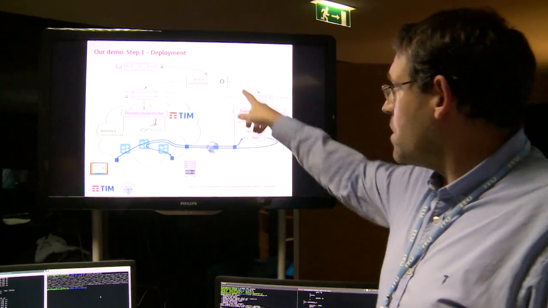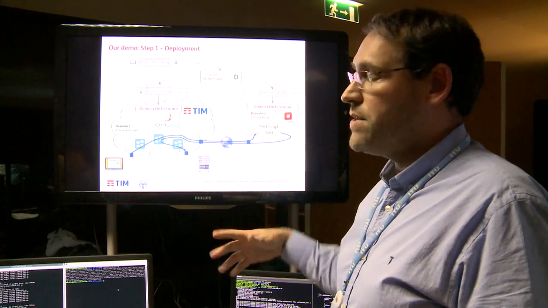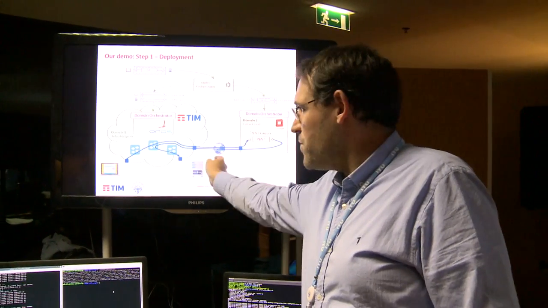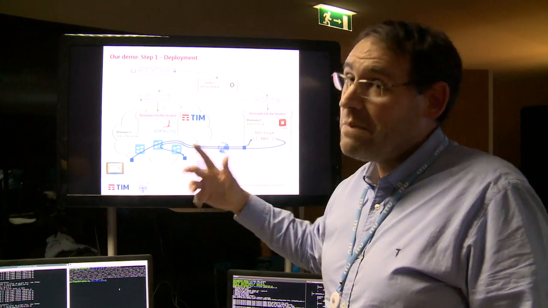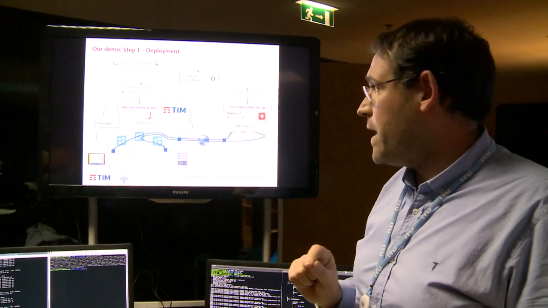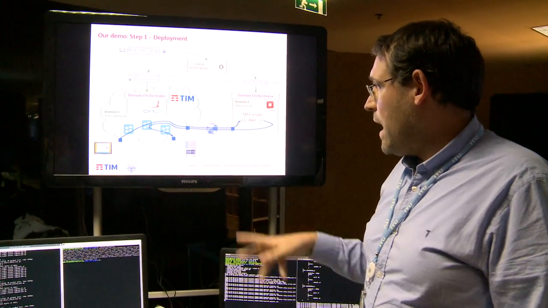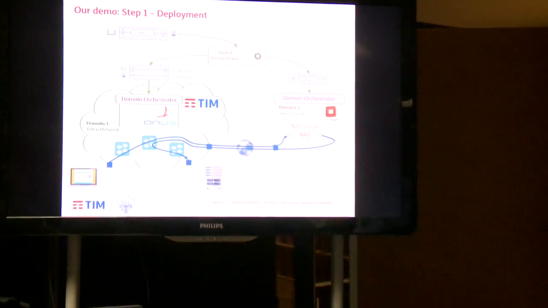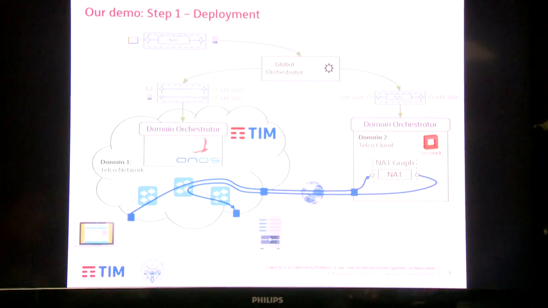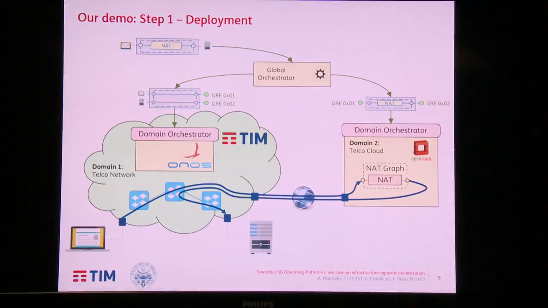And in the first case, the SDN domain here doesn't advertise that it has the capability to run a NAT. So the global orchestrator will check and say, okay, I need to connect those two users that are in this domain, but I need to set up a NAT in between, so I have to use another domain in order to set up the NAT. And basically, this is the first part of the demo that is shown here by Gabriele.